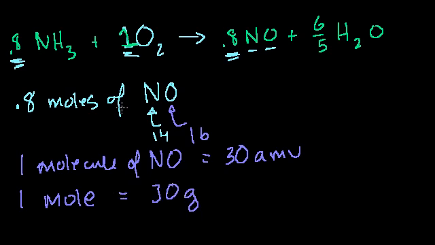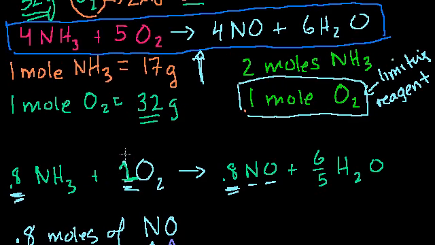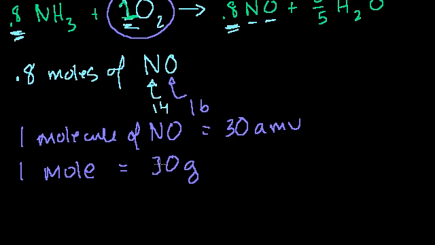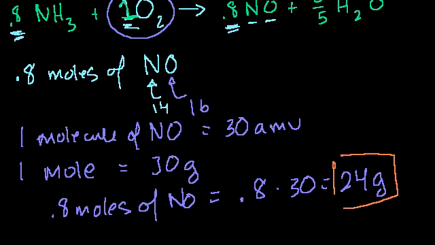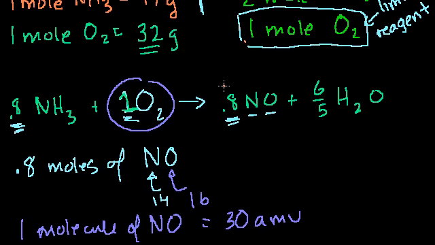And how many moles are we producing in this reaction? Because oxygen was the limiting reagent, we only had 1 mole of oxygen here. Because of that, we can only produce 0.8 moles of nitrogen monoxide. 1 mole is 30 grams. So 0.8 moles of NO is equal to 0.8 times 30, which is equal to 24 grams. So we're going to be able to produce 24 grams of nitrogen monoxide.